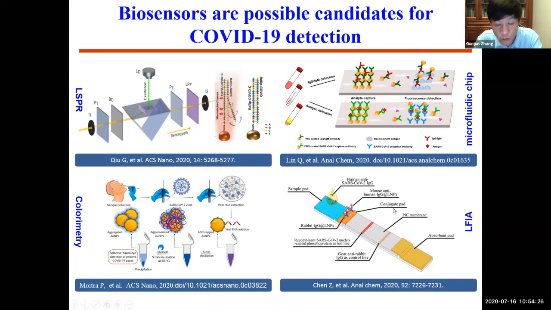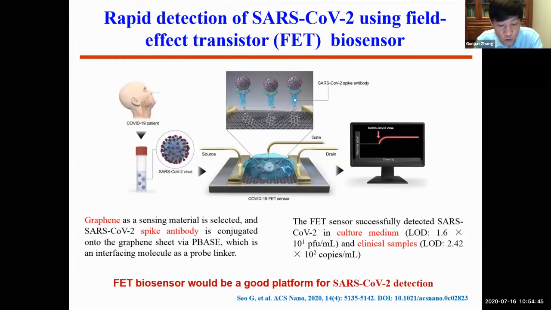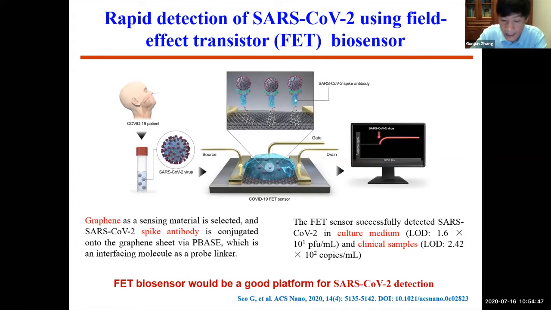The last one reports a rapid and sensitive lateral flow immunoassay, which uses a lanthanide-doped polystyrene nanoparticle to detect coronavirus IgG in human serum. So very recently, a group from Korea reported a graphene-based FET biosensing device which can be used for detecting the S protein on the surface of coronavirus. The structure is shown here.